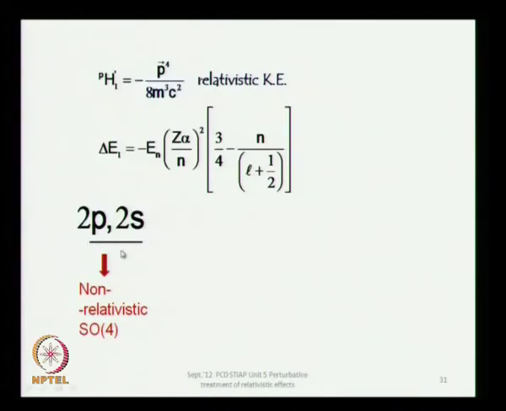What are the consequences of this correction? So, 2p and 2s, they are degenerate. Okay. That is the consequence of the SO(4) symmetry of the hydrogen atom, right. There is no L dependence, but now there is a correction which depends on L. It explicitly depends on L. So, let us see what this correction does to the energy.